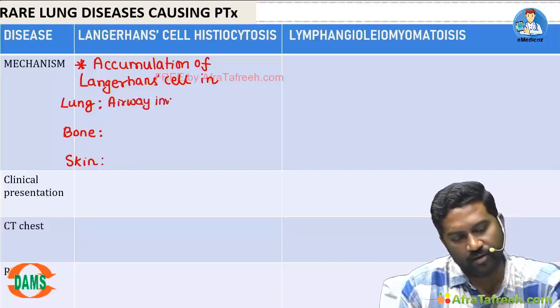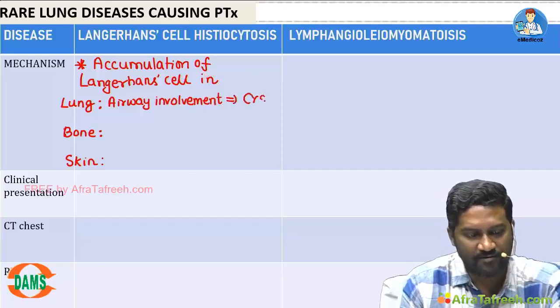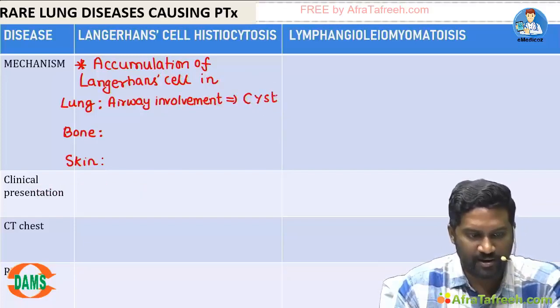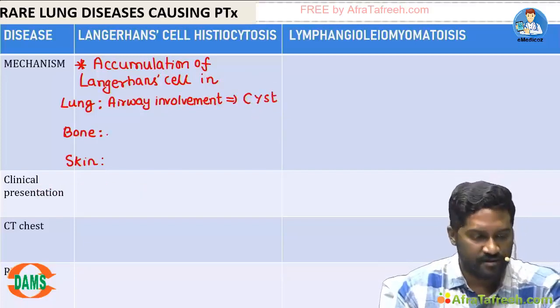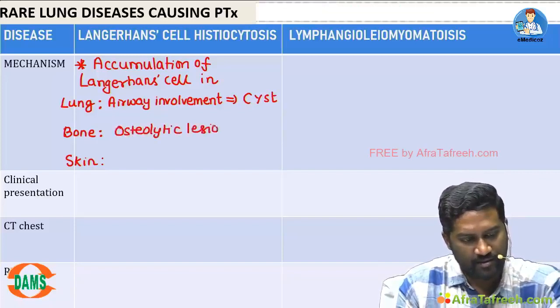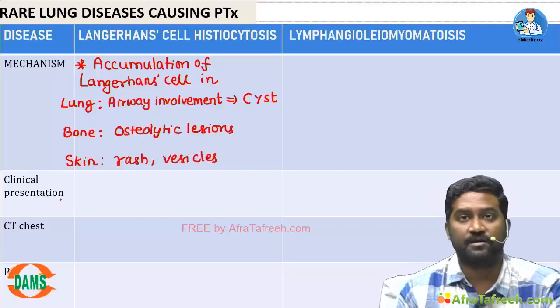There is airway involvement that can result in an abnormal area of air called a cyst. In the bone, one can notice osteolytic lesions. In the skin, there can be rash, there can be vesicles.